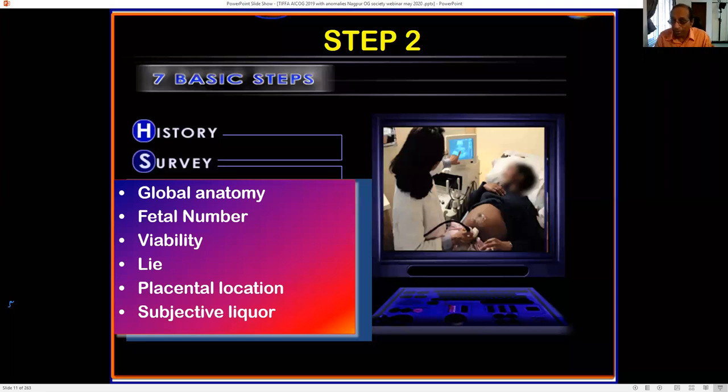And remember, the kitchen is equal to the placenta. So the kitchen is the back of the house, the right of the house, the left of the house, wherever it is, you can do that. While going through that, you'll be able to see global anatomy, fetal number, viability, placental location, and subjective liquor. This takes only about 5 to 10 seconds to do, but the survey is a very, very important step.